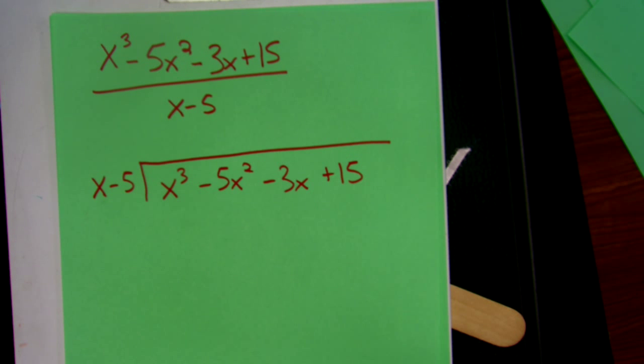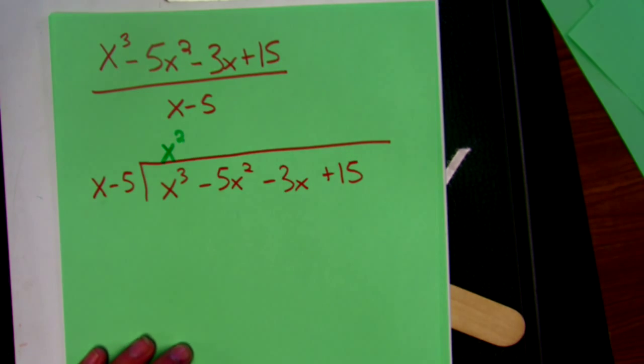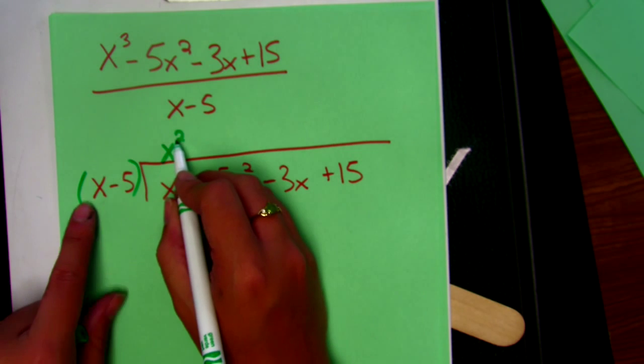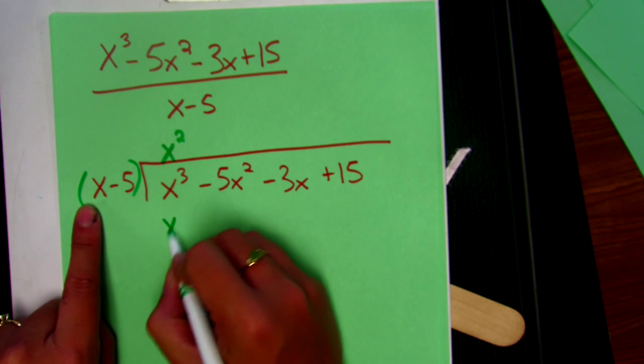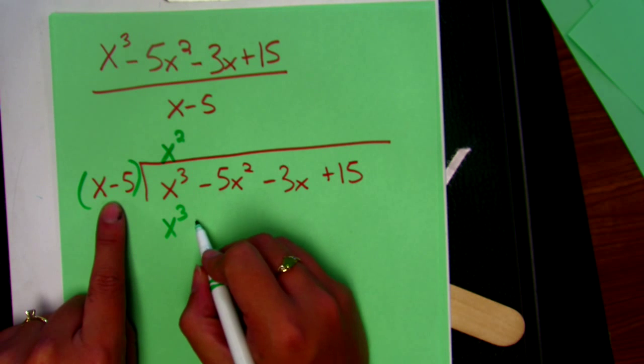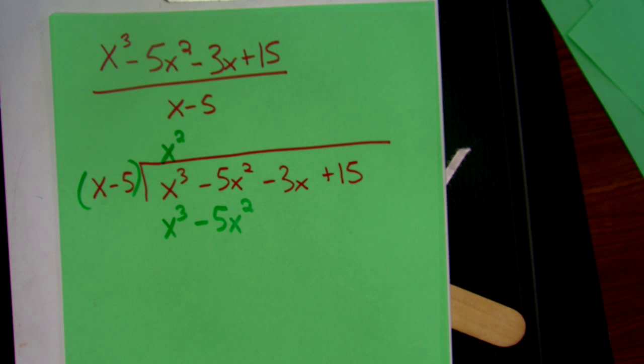Or you can think of it like this. X times what is x cubed? Well, x times x squared is x cubed. So now we're going to multiply x squared by x minus 5. X squared times x is x cubed. X squared times negative 5 is negative 5x squared. All right, so that was the multiply step.